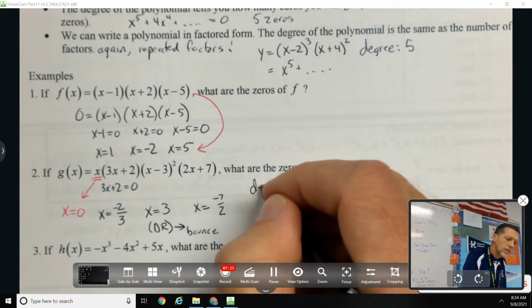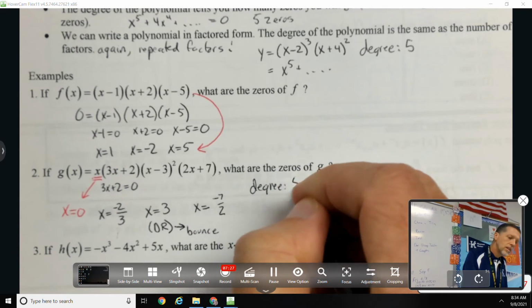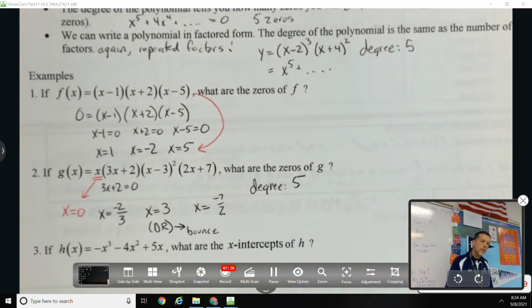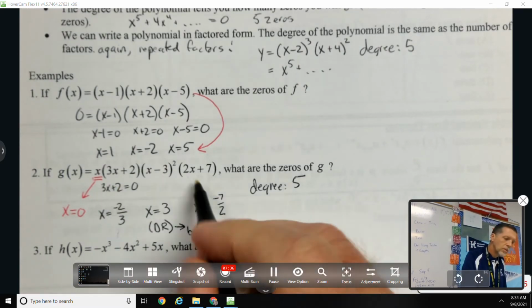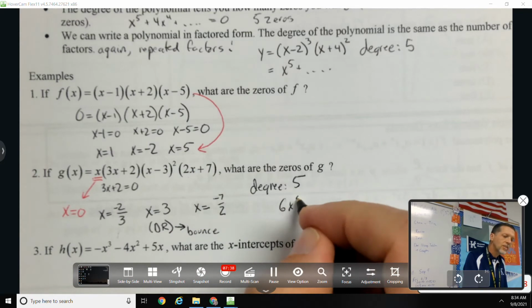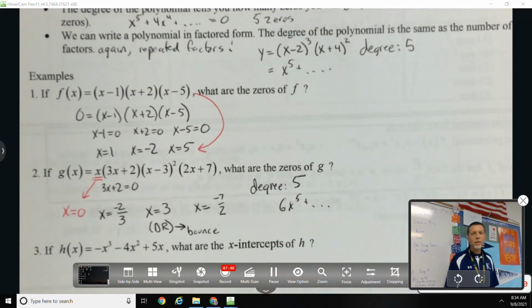Yeah. So then it'd be 1, 1, 1, 2, 1. Right? And even if we multiplied it all out, that first term would be, well, there's a 2 and a 3, so it'd be 6x to the 5th. After that, I don't want to mess with it. But okay, so the degree is 5. There's 5 answers. There's 4 different answers.